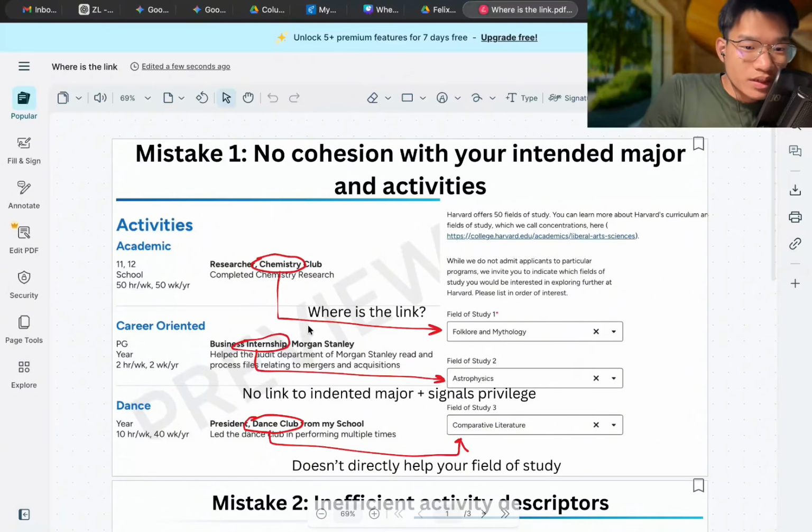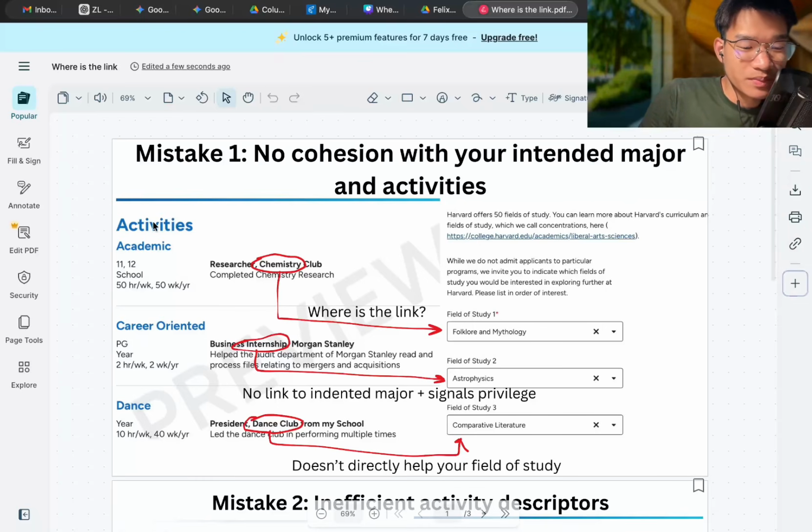I think a lot of students like to list whatever they want to list and put whatever major they want to put, because the common idea is we want to be ourselves in the application. And while that might be true, you can only do that to a very certain extent. And so in this example, I just put together two photos.